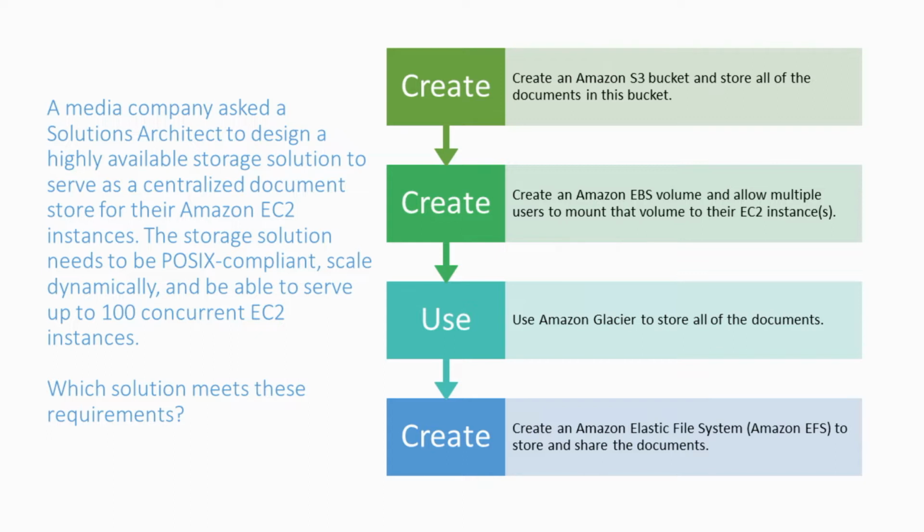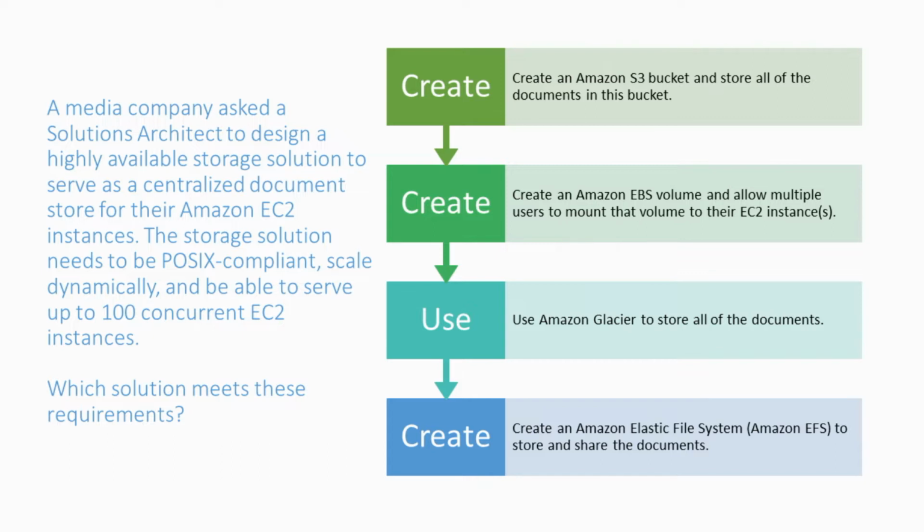Options we have: A. Create an Amazon S3 bucket and store all of the documents in this bucket. B. Create an Amazon EBS volume and allow multiple users to mount that volume to their EC2 instances. C. Use Amazon Glacier to store all of the documents. D. Create an Amazon Elastic File System, Amazon EFS, to store and share the documents.